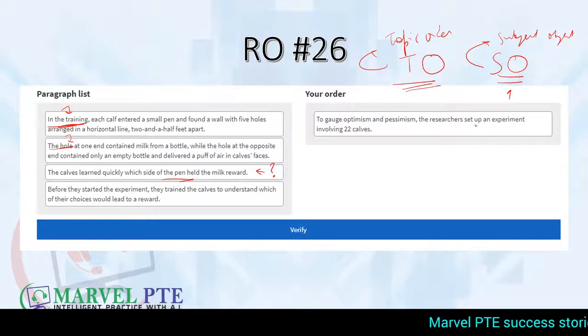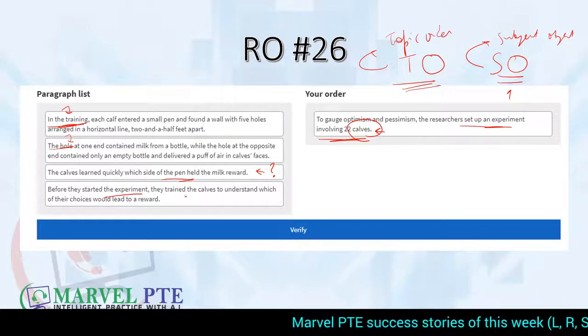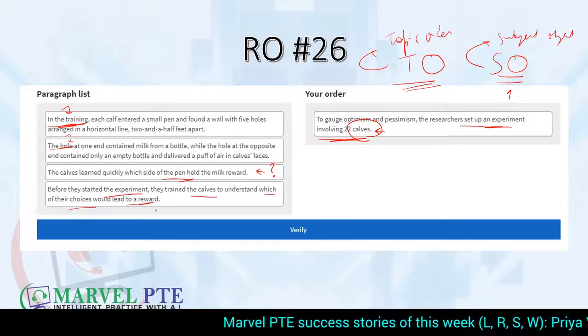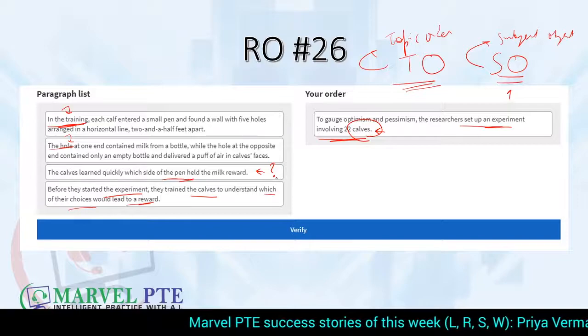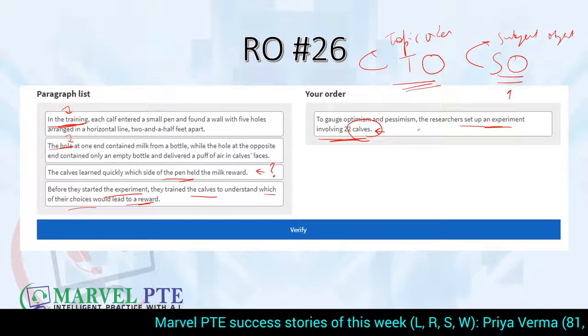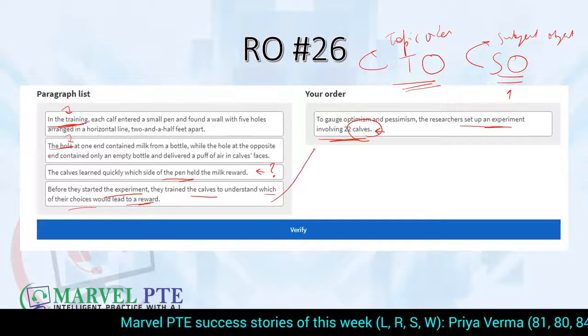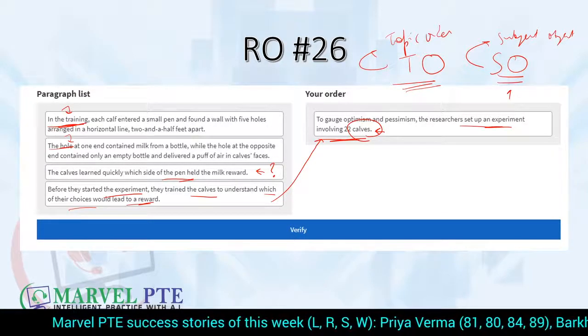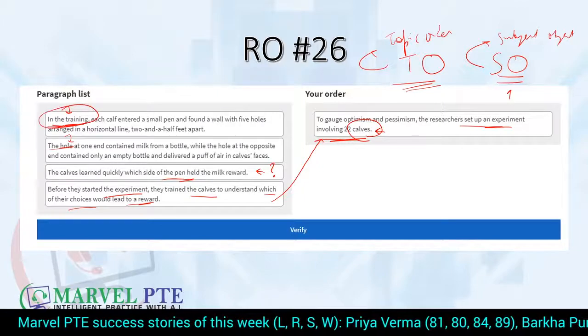So because we are just talking about they are setting up an experiment including 22 calves, so calves has been introduced here. Before they started the experiment, they trained the calves to understand which of the choices would lead to a reward. Obviously, this is an independent line, and you have to tell it before starting the experiment. Only then the experiment can be started.